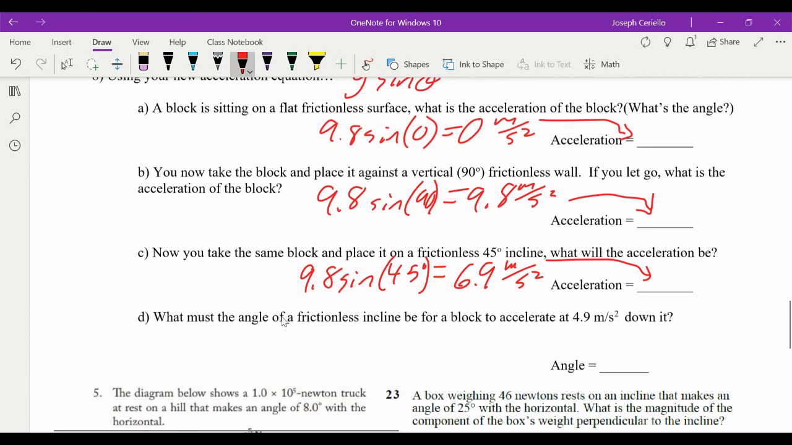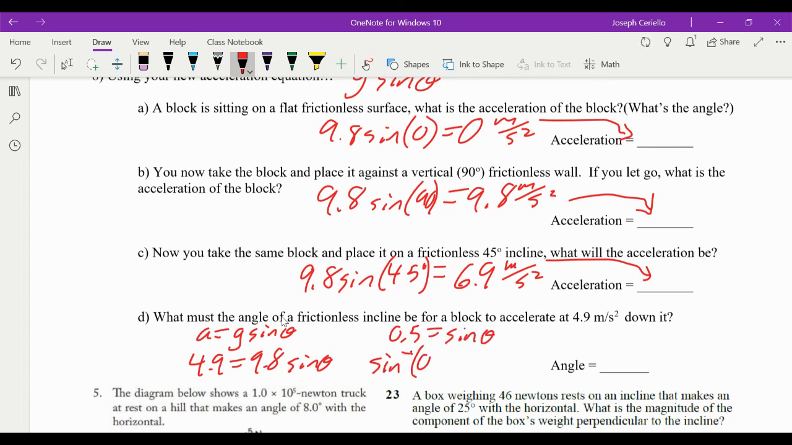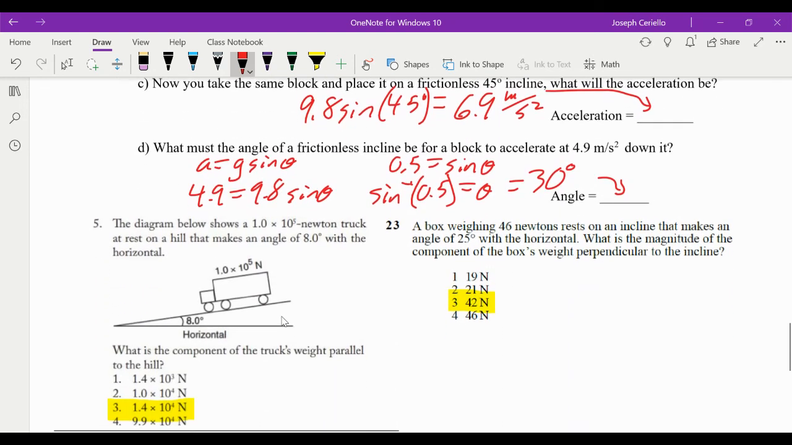All right, and the last one, I give you the acceleration, I ask you to find the angle. So a equals g sine theta, right? So a is going to be 4.9, g is going to be 9.8 sine theta. Divide both sides by 9.8, you get 0.5 equals sine theta. Therefore, the inverse sine of 0.5 equals theta, which equals 30 degrees.